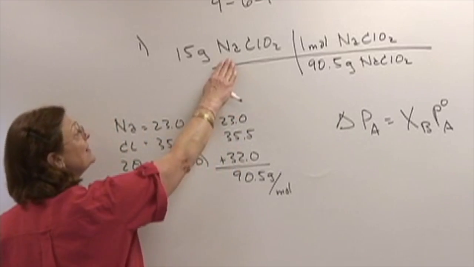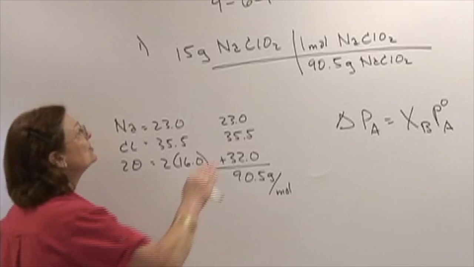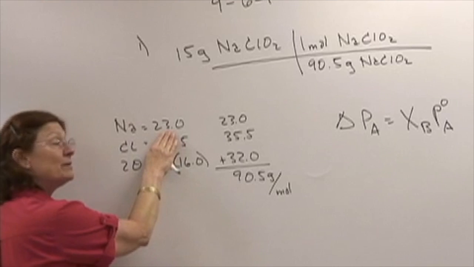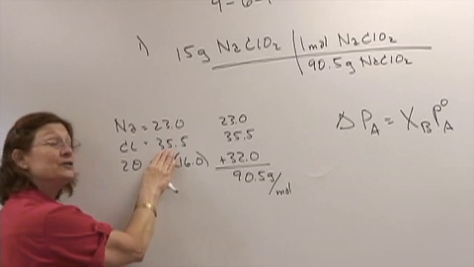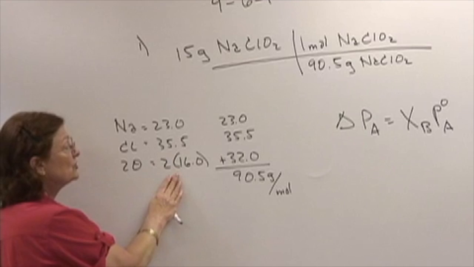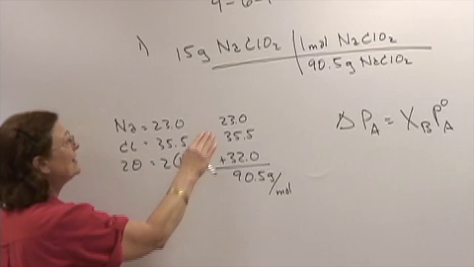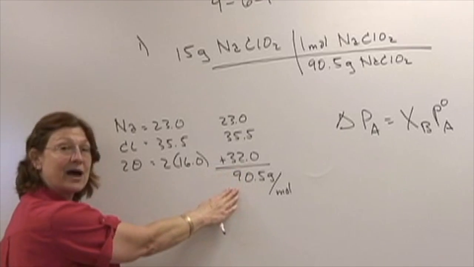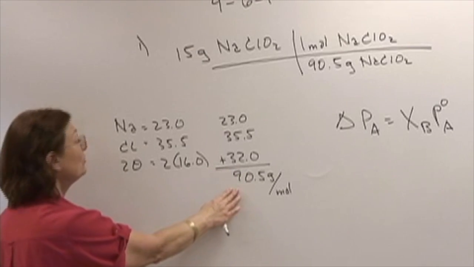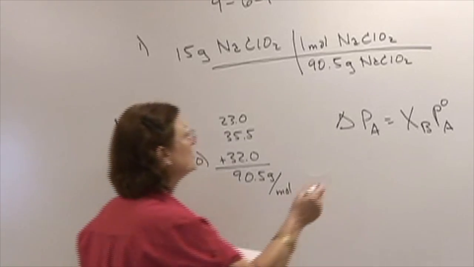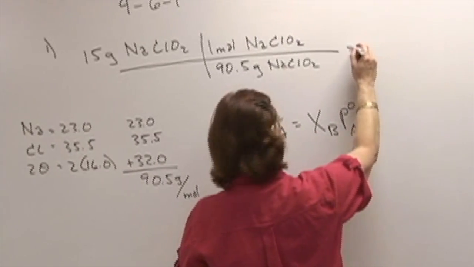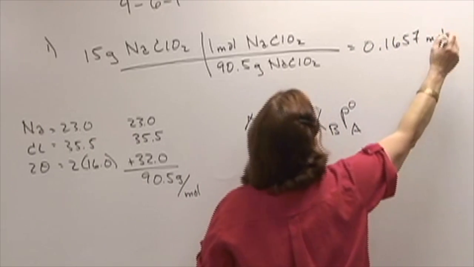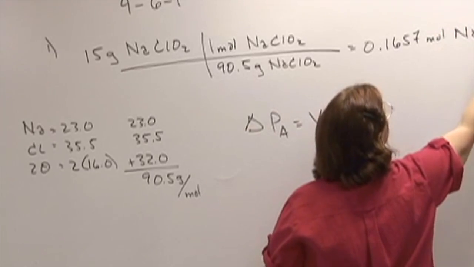For sodium chloride, we always have to get the formula. Sodium is +1 and chloride is -1. Sodium has an atomic mass of 23, chlorine is 35.5. And of course, I write them again, and then I add them up, and I get a formula mass of 90.5 grams per mole for the sodium chloride. And when I do the math here, I get 0.1657 moles of my sodium chloride.